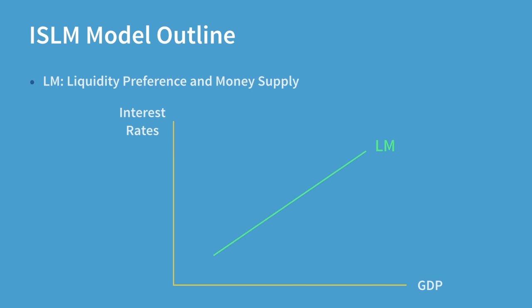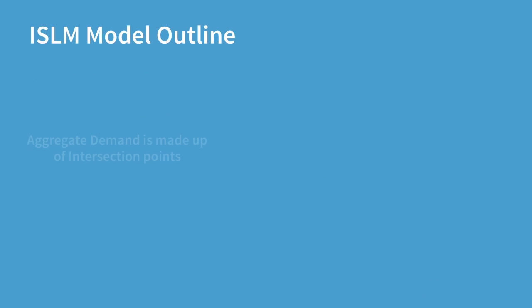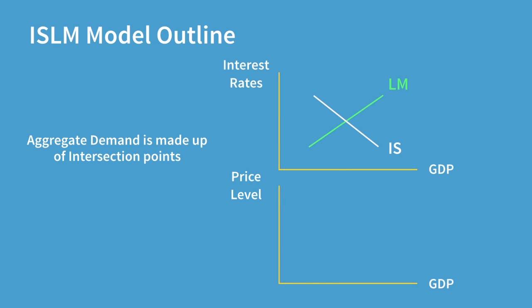The key takeaway here is that the curve of aggregate demand, which tells us how much output there is in the market at each price level, is made up of points where the IS and LM curves intersect. Given a certain interest rate level and the real GDP of the economy at a certain point in time, the point of intersection between the IS curve and the LM curve will also be on the aggregate demand curve. Now, if the LM curve, for example, were to shift, then the new point of intersection between IS and LM will also be on the aggregate demand curve.